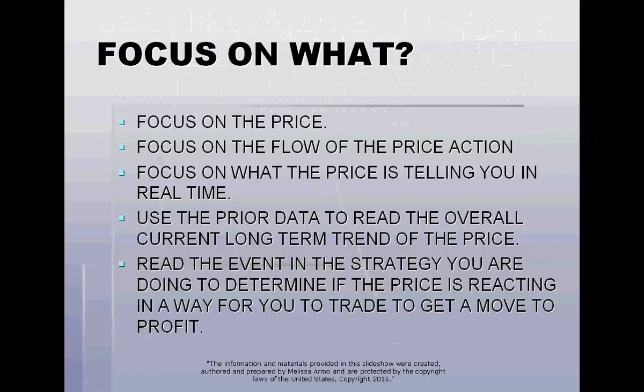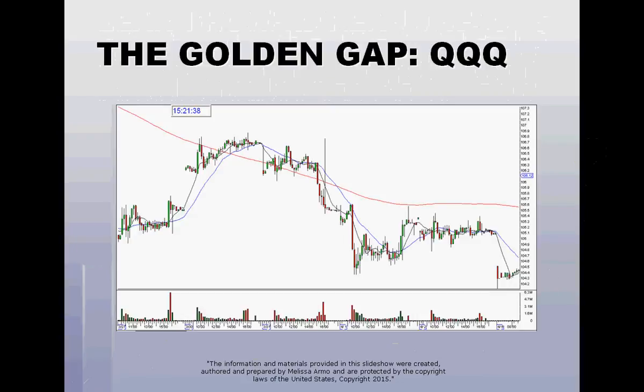You use the prior data to read the overall current long-term trend of the price, and you read the event, which is in the strategy, which is the gap, to determine if the price is reacting in a way that you're going to trade it as a long or a short for it to move for profit, okay? So you are looking at the daily chart where you're deciding what you're going to trade, which is the price on the daily chart. But then when you go in the live day, you look to take the trade in the 1 minute chart, which is how you're getting the risk to reward for entry, like we talked about in the SPY.